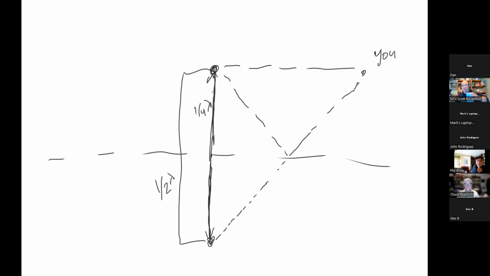Does the placement of the quarter wave antenna matter? Yeah, I mean, the closer to the center it is, the better.